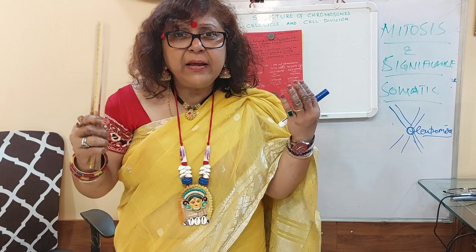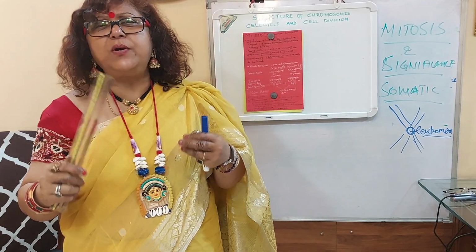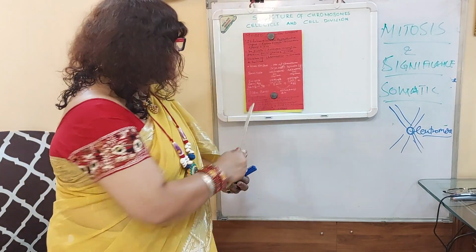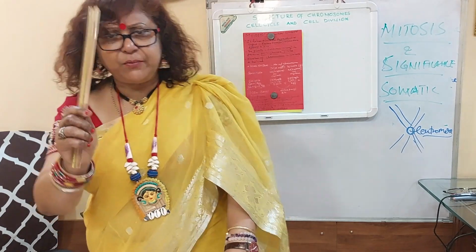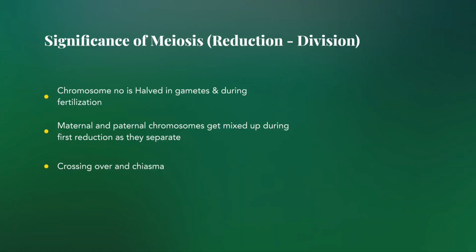Now what are the distinct features of meiosis? What is the significance of meiosis? Please come to the last part of your lesson. Here the chromosome number is halved, the first significance. It is halved in the gametic cells, and it is restored during fertilization.